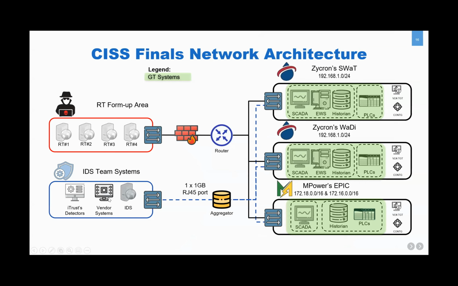These are the IDS team systems, which include iTrust's own detectors, the vendor systems, as well as the IDS. Then you will be getting aggregated traffic from all these 3 systems, which is SWaT, WADI, and EPIC, through an RJ45 port. All of this will be sent through an aggregator, and this is how you will be monitoring all the network traffic. All the network details are mentioned here. For example, SWaT has the subnet 192.168.1.0/24, and similarly for WADI and EPIC.